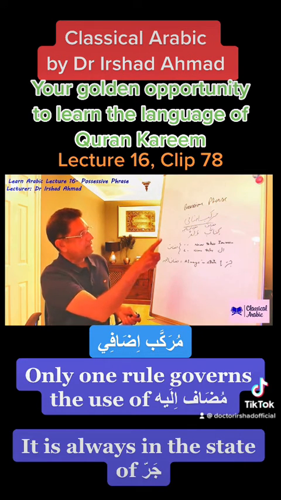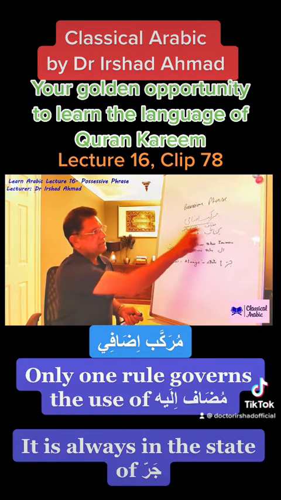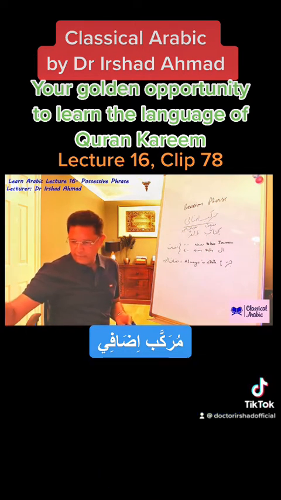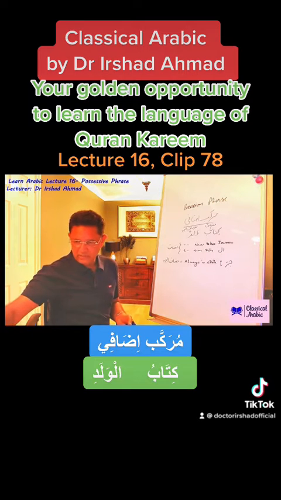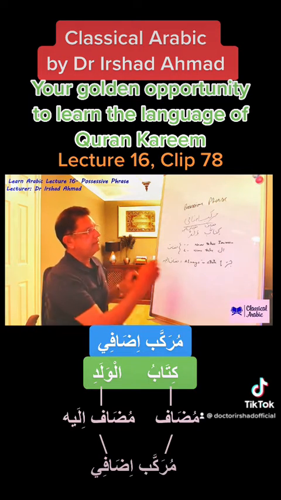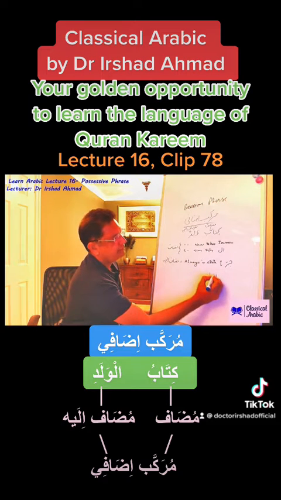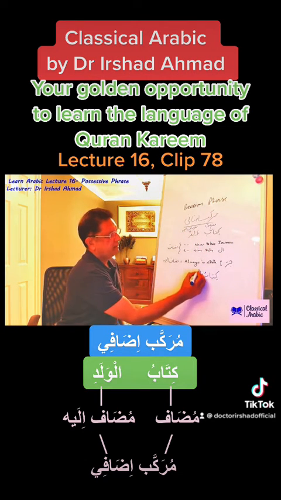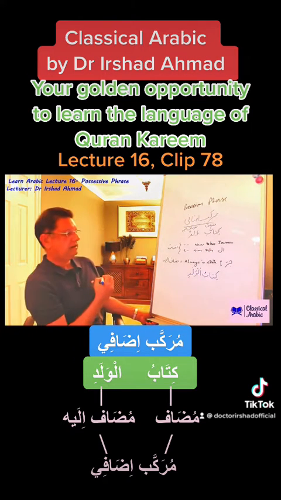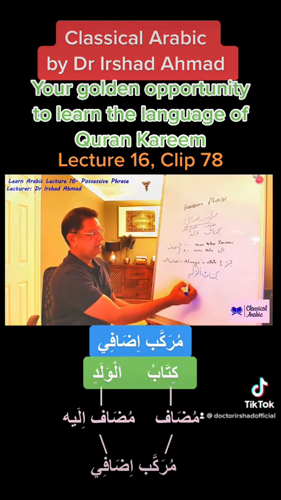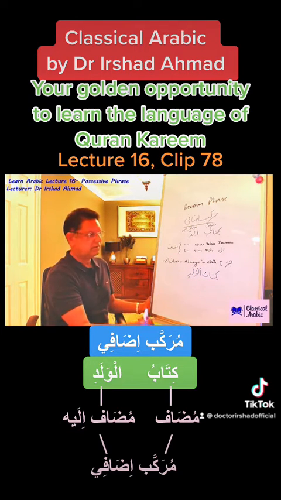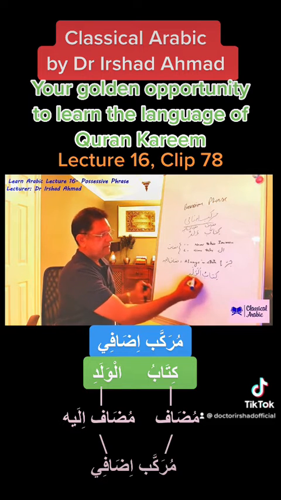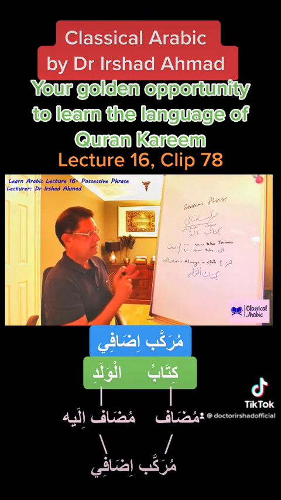So let's go back to our construction. We said mudaf is not going to take tanween, so kitab will become kitabu. And walad will become al-waladi. Kitabul waladi: the boy's book, the book of the boy. Mudaf, mudaf ilayh. Let's write them down again to consolidate.